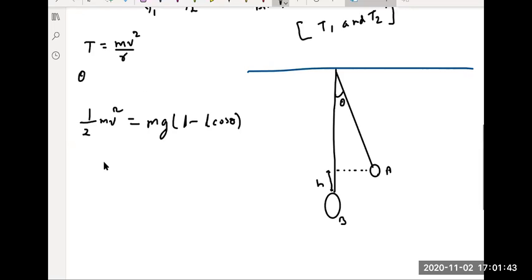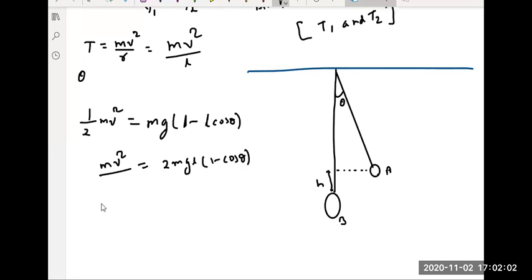So from here, I can calculate mv square is equal to 2 mgl times (1 minus cos theta). And this r is actually length only. So this is mv square by L only. So this tension is equal to what? mv square is 2 mgl, divided by L, into (1 minus cos theta). L will get cancelled.